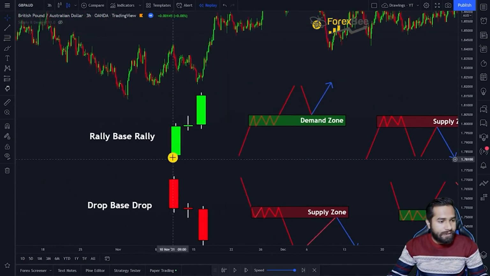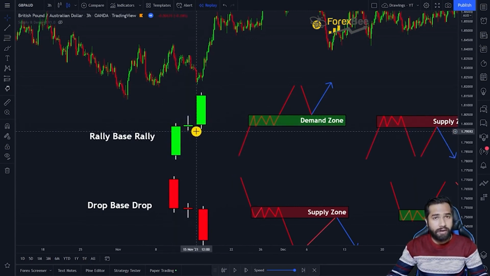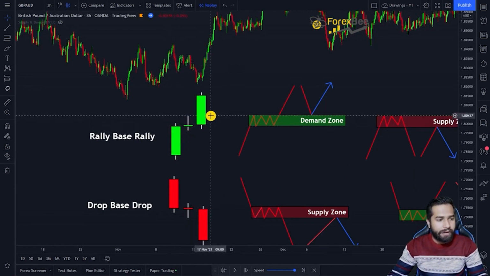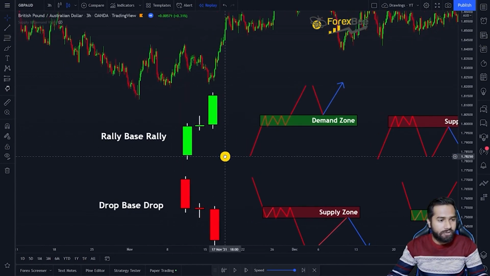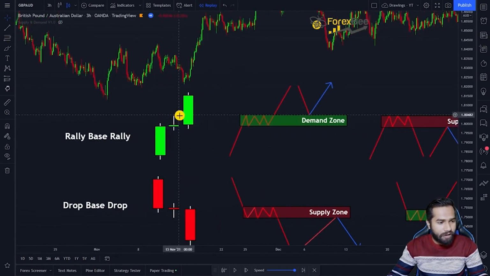Here you can see that this is a rally base rally demand zone, and in a rally base rally demand zone the first candle is a big bullish candle, as you can see here. Then the second candle is a small candle which has a small body but long shadows. Then the third candle is again a very big bullish candle. So this one is the rally, this one is the base, and this one is again the rally. This is a rally base rally demand zone. Now the zone will be drawn at the highs and the lows of this base candle.